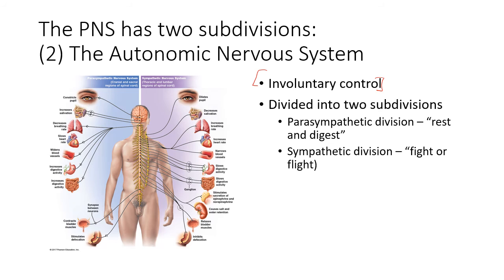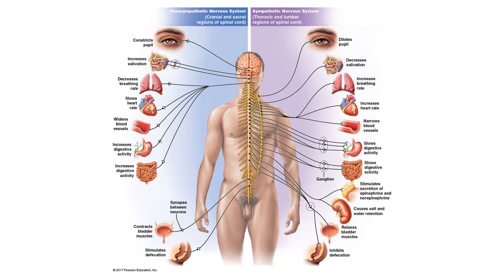And this portion of the PNS, the peripheral nervous system, is divided into two subdivisions. The parasympathetic division, which we can also think of as the rest and digest division, and the sympathetic division, or the fight or flight division. So just to talk about this more and point out some key differences, I just wanted to zoom in to this figure here.